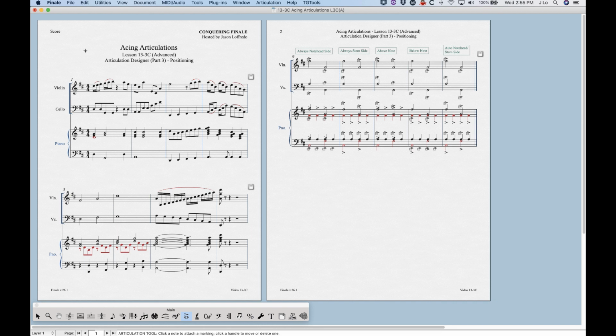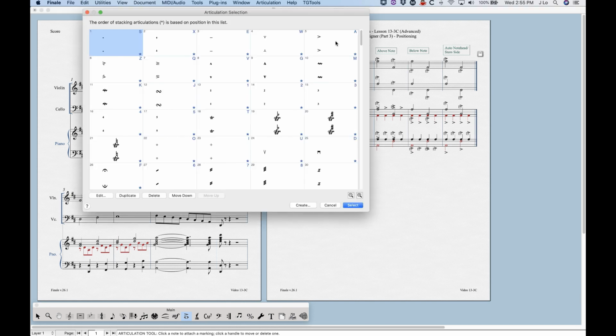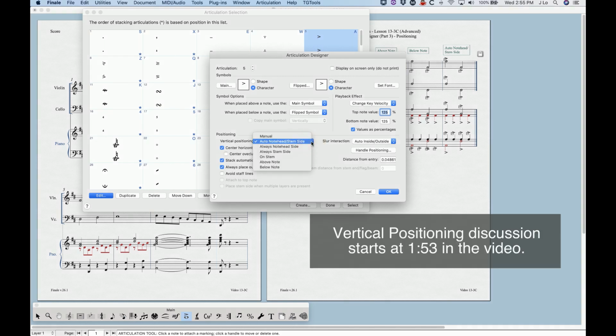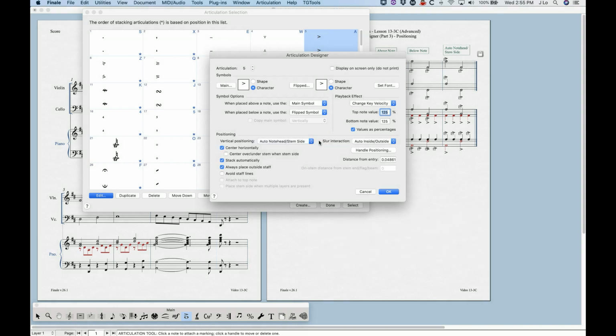All right. So let's look at some of this. Let's look at the accent in the articulation designer. What we're talking about here is the positioning, which is the bottom half of the window here. And there's sort of three modes of positioning, I guess you'd say. There's the vertical positioning, which has this pull-down menu, and there are 7 options. And this is related to the positioning of the articulation relative to the note head, the stem side, basically the up or down, whether it's on top or below the note.